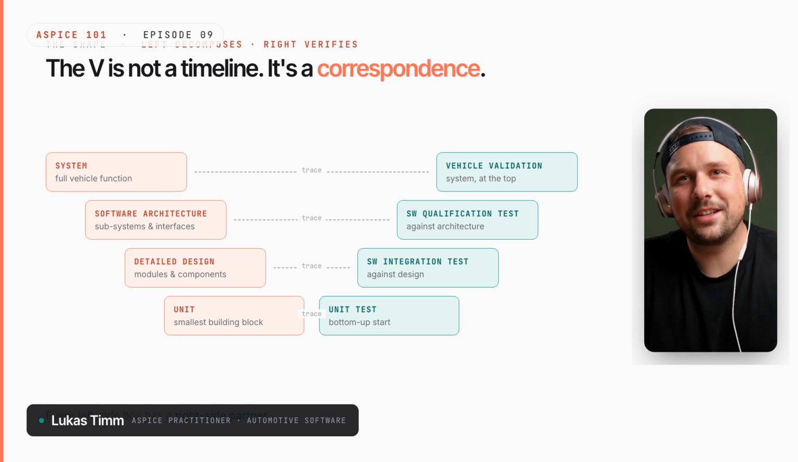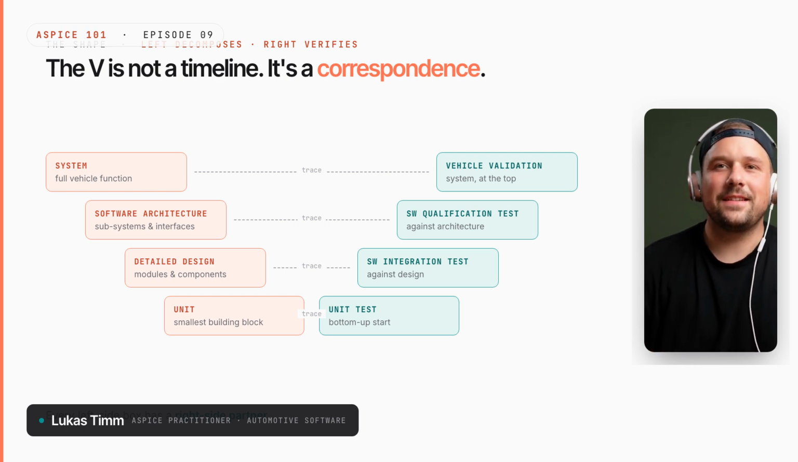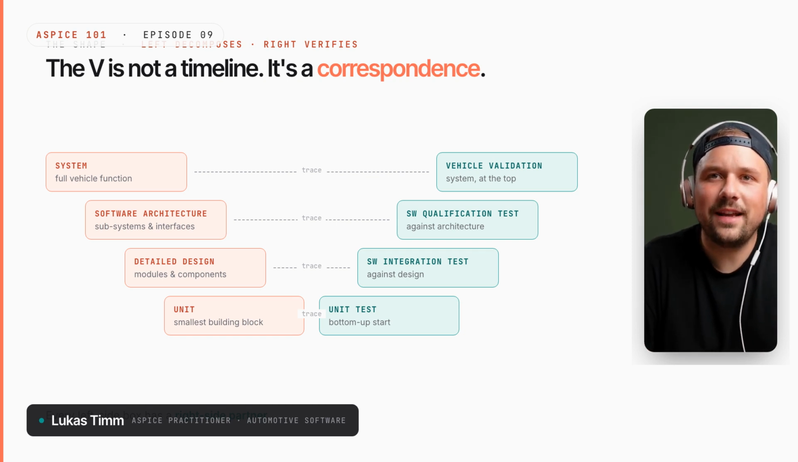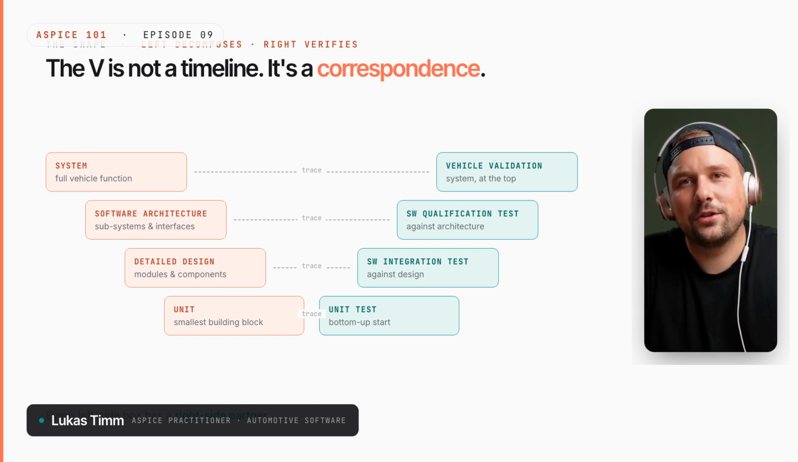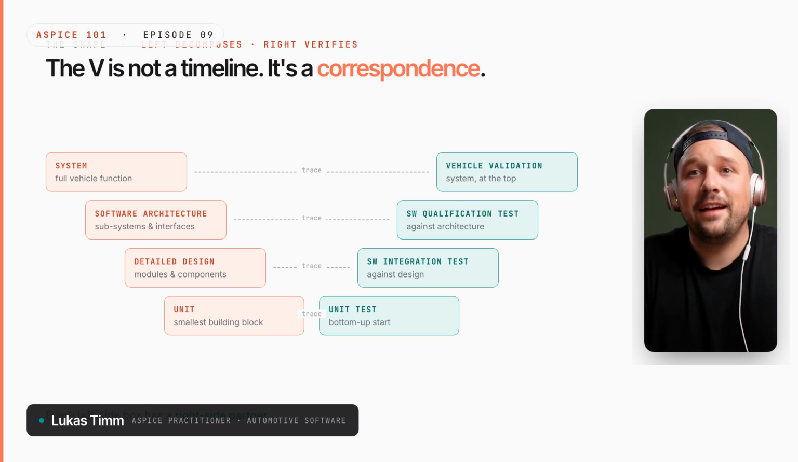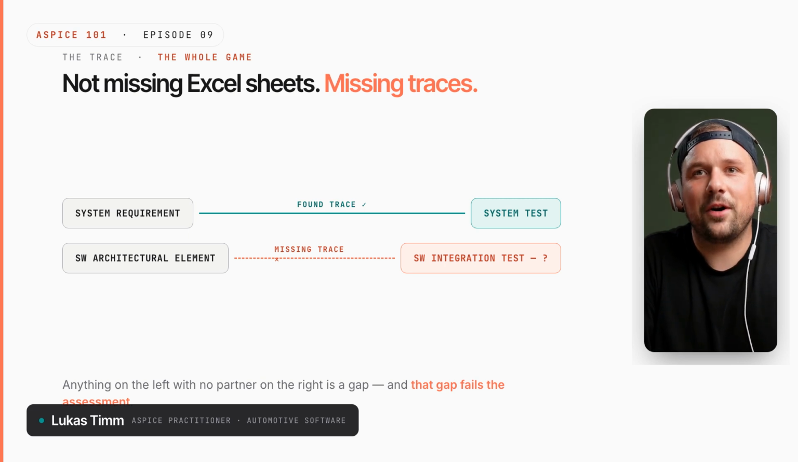The right side is integration and verification. You test from the bottom up. Unit tests, component tests, software integration, hardware-software integration, then system validation at the top. The V is not a timeline, it's a correspondence. Every left side box has a right side partner. And that correspondence is the whole game.